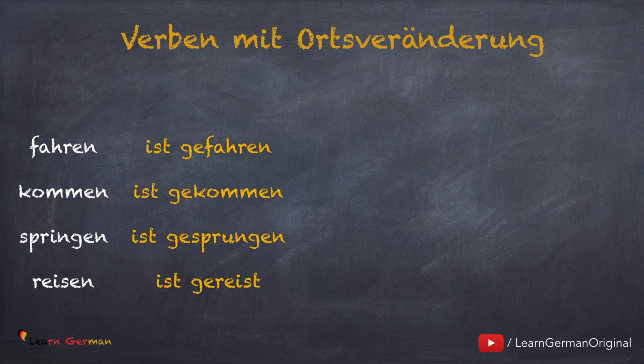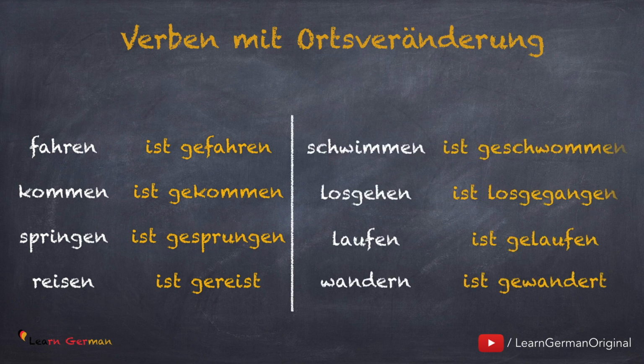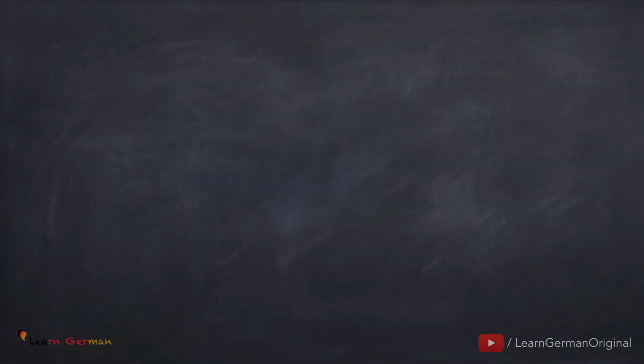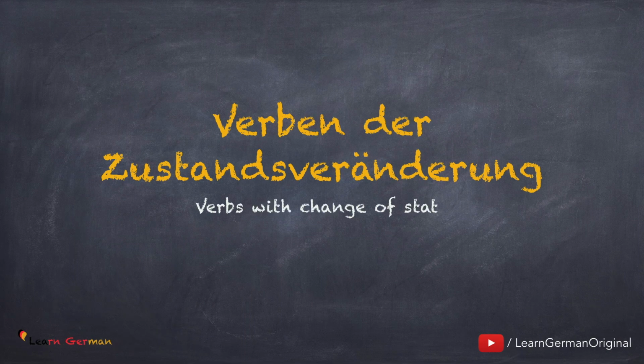Fahren ist gefahren. Kommen ist gekommen. Springen ist gesprungen. Reisen ist gereist. Schwimmen ist geschwommen. Losgehen ist losgegangen. Laufen ist gelaufen. Wandern ist gewandert. Let's move on to the next category.